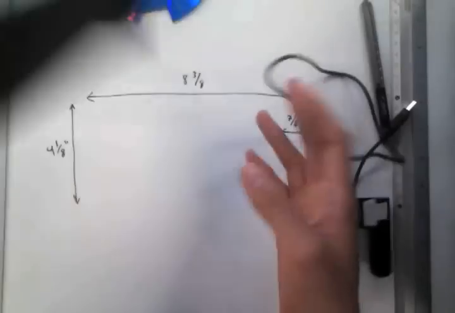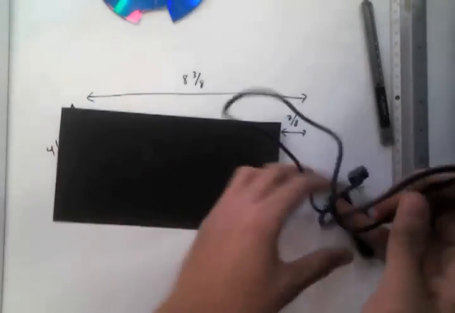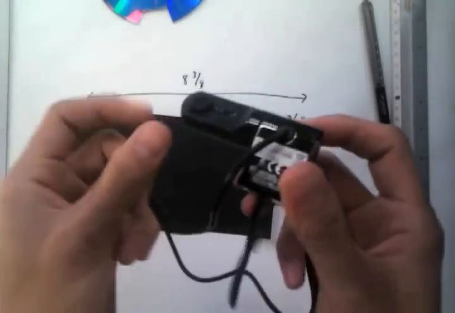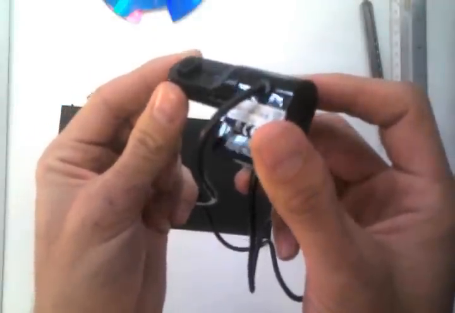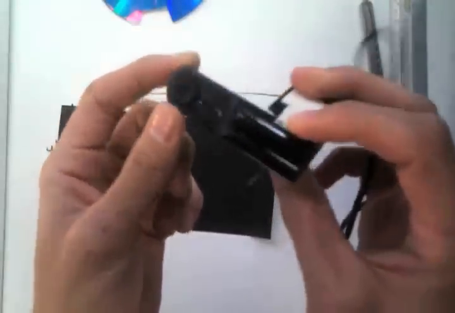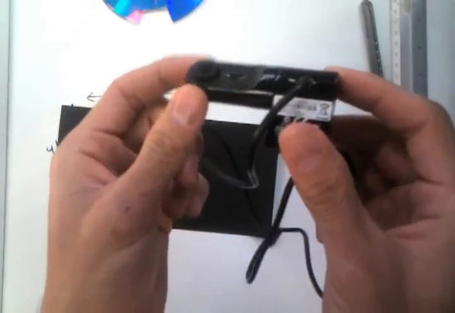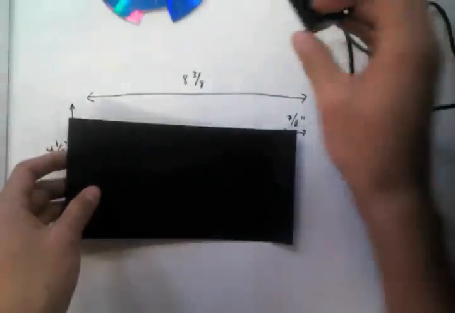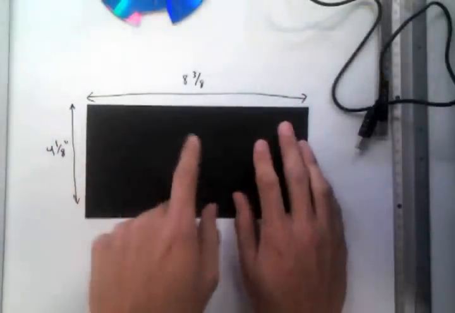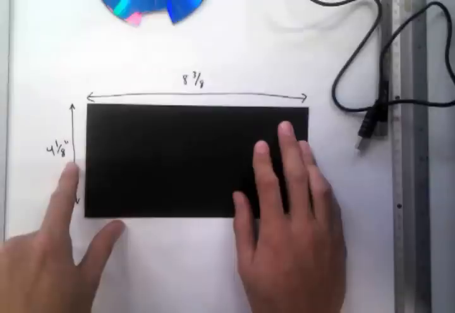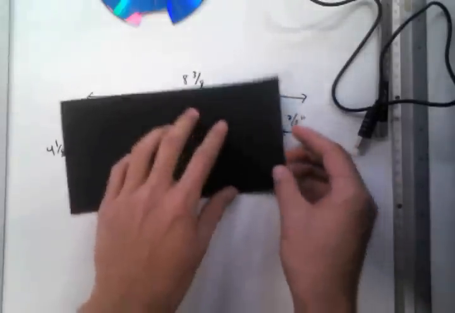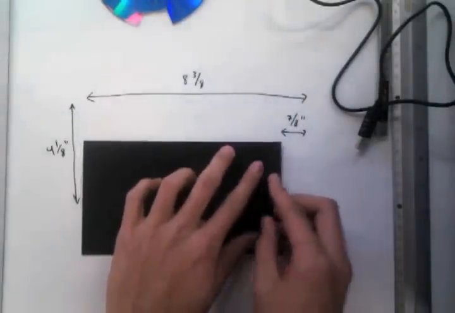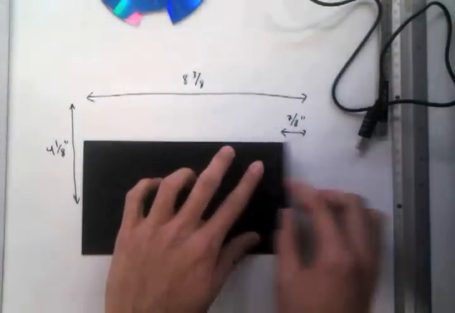a VHS box, like one from a Blockbuster that's going out of business, a piece of black card paper, and a USB web camera. This one was $8 on Amazon. It's the Creative Live Notebook Cam, and it's 640 by 480 resolution. I've just pulled the cap off of the lens there. The black card is going to be 8 3/8 long by 4 1/8 tall. And then the last 7/8 I've taken and creased so you can fold it up like that.